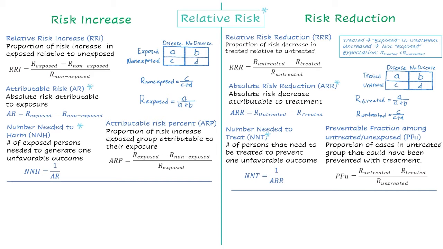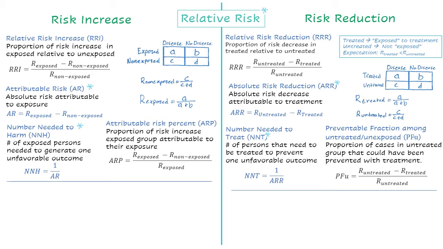To better understand it, let's take a look at attributable risk. Now, attributable risk reflects how much of the total risk in exposed persons can be attributed to their exposure. And contrary to relative risk increase, attributable risk represents the absolute risk increase associated with exposure, or by how much an unexposed person's risk would increase if they were to become exposed. From attributable risk, we can derive the number needed to harm and the attributable risk percent.